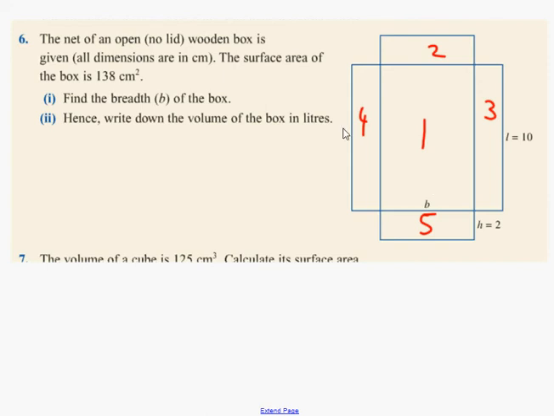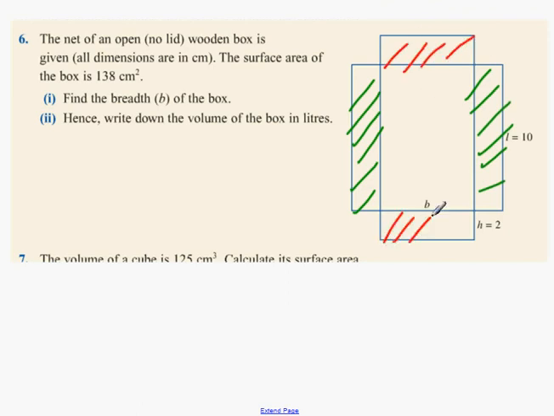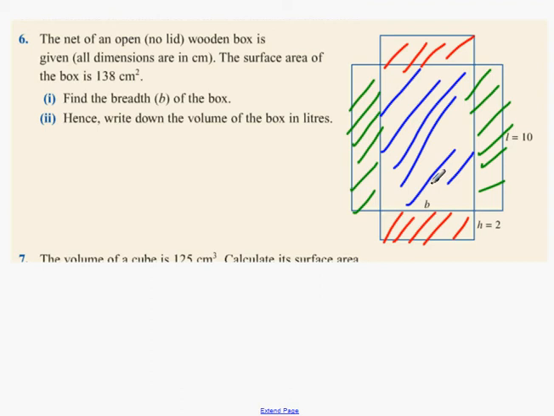Okay, second thing. Surface area. Surface area means that if I add green plus green, and if we add red plus red, and if we add blue, 1 blue plus 2 reds plus 2 greens, areas equals 138. So, what is the green area? Can anybody tell me what's the green area? 10 by 2, which is 20. All green areas are worth 20.